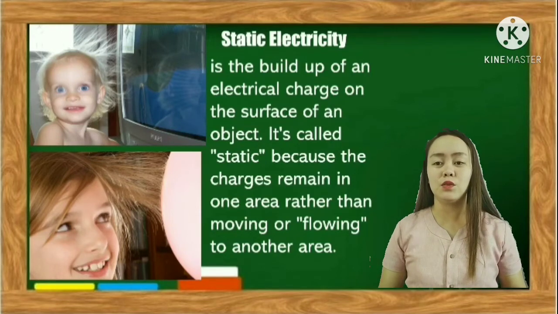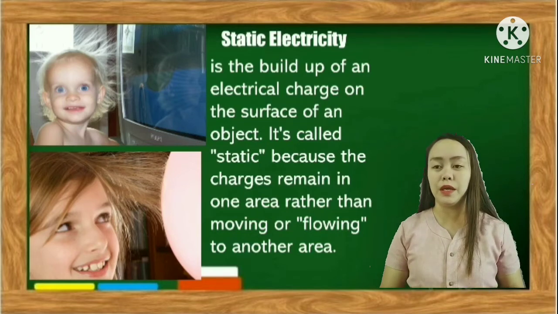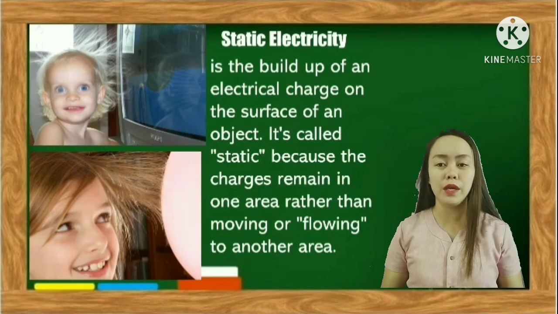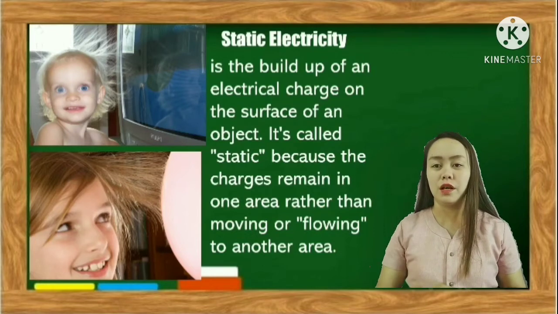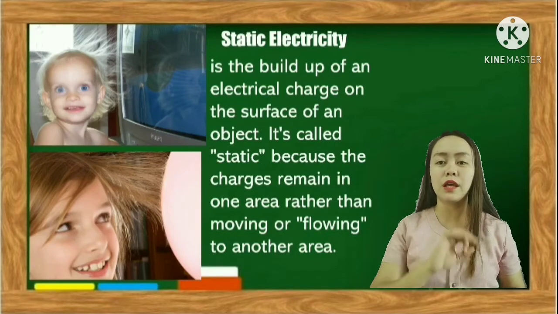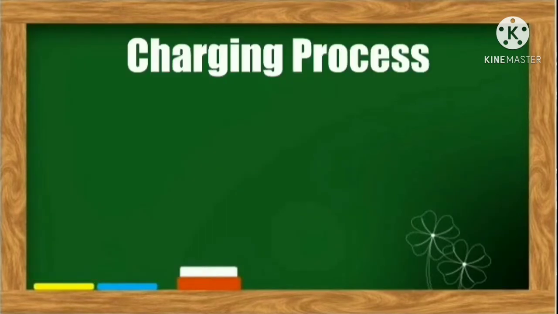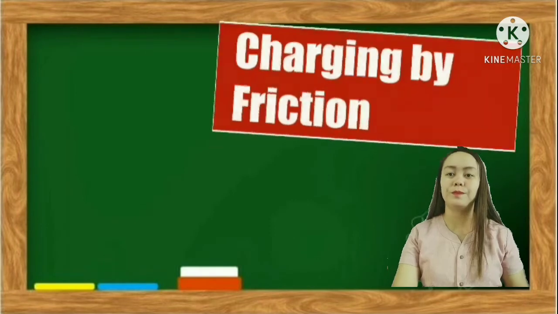Static electricity is what we know as electric charges at rest. The charge remains until it is able to move away by means of electric current or electrical discharge. There are several ways to charge an object, but today we will focus only on three types of charging process, namely charging by friction, charging by induction, and charging by conduction.